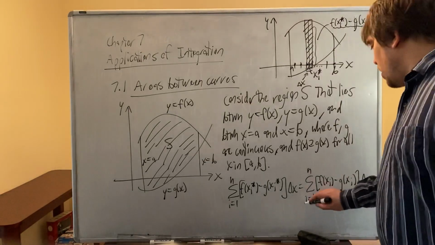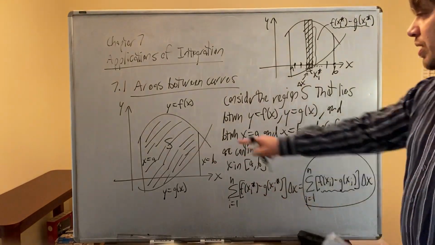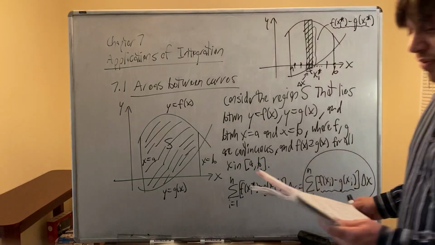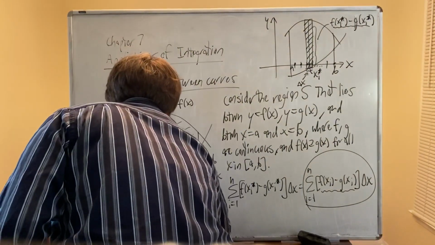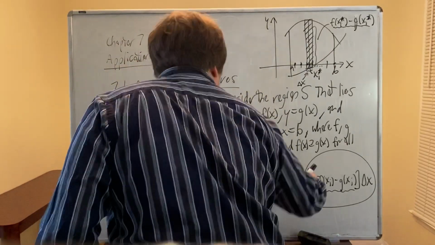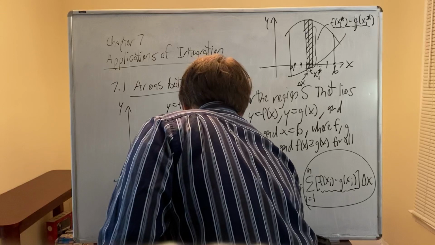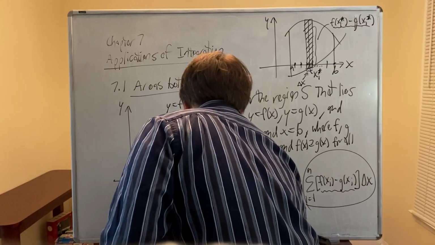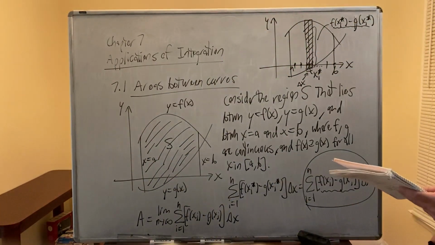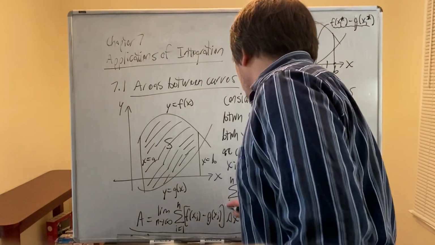Okay? And so this approximation approximates S, the area of S. And so as n gets larger, this approximation gets better and better. And so therefore, the area A, which is the actual area of S, is equal to the limit as n approaches infinity of that sum. The sum from i equals 1 to n of f of x sub i minus g of x sub i delta x. Okay? So we get that the actual area is equal to that limit.